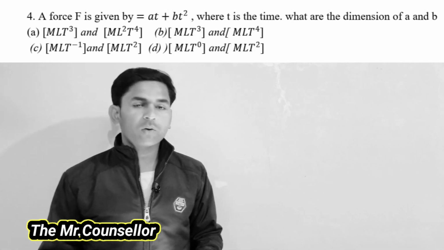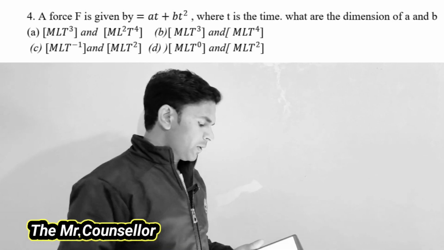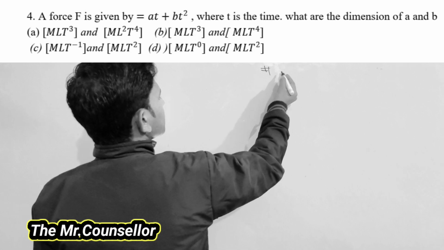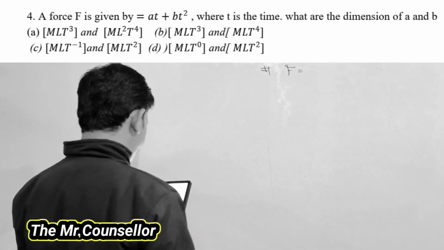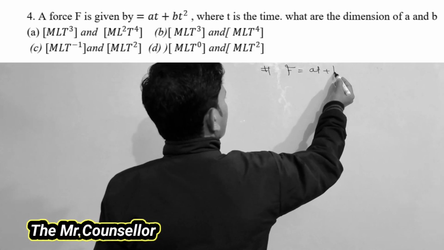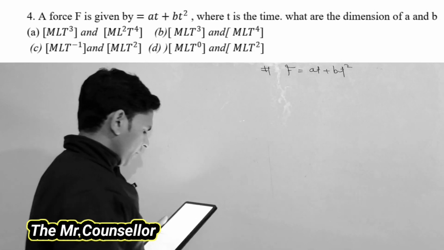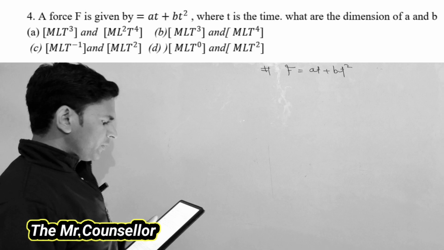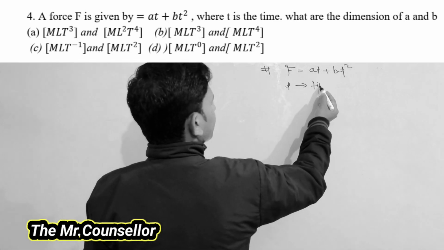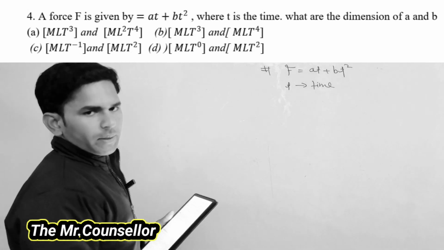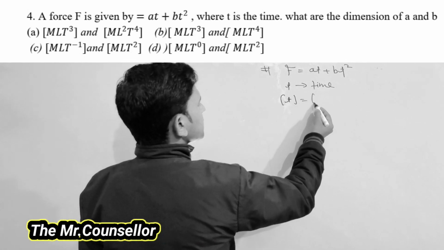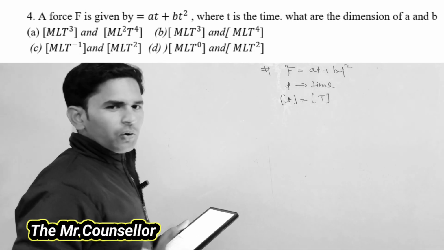Okay, now we are going to solve this problem. First, what is given we will write first. What is given? F is equal to AT plus BT square is given. Is it okay or not? Where t is showing time. So if t is showing time, you can also write the dimension of t like this. Is it okay or not?